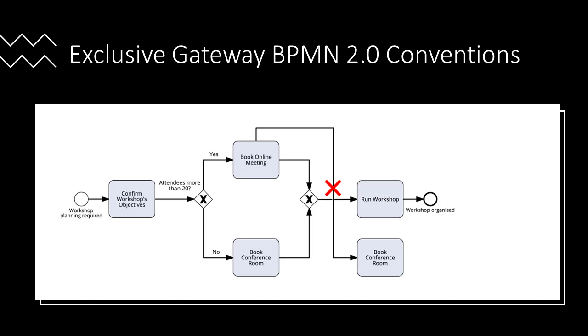Another important rule to remember is that we cannot have overlapping sequence flows as shown in this example. We need to come up with another way to represent the process, either by going around the task or by adding a gateway helping us merge sequence flows.